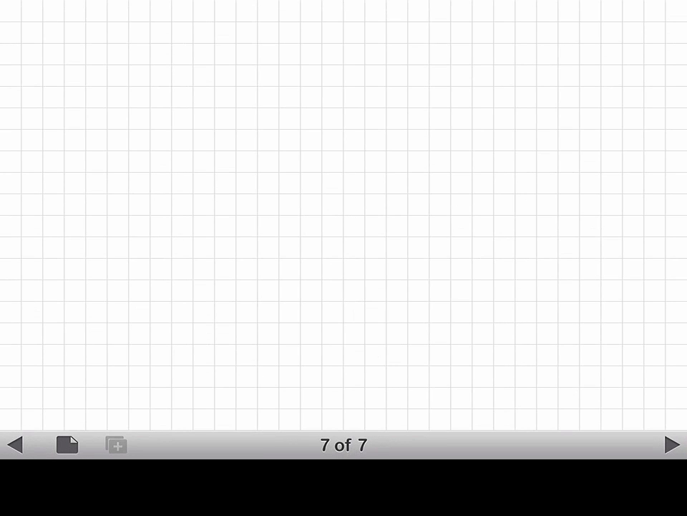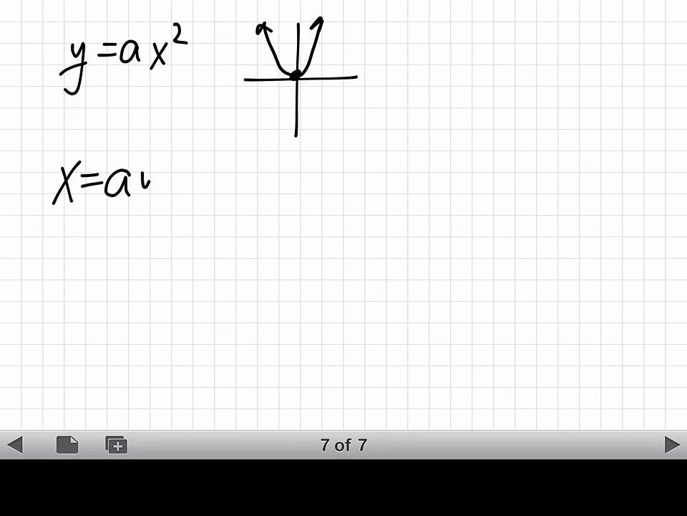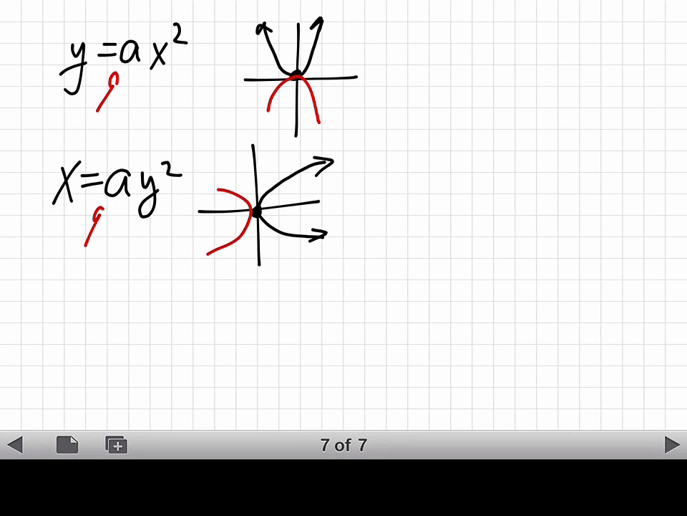It's time to wrap all this up. The equations that we saw are y equals a x squared. That's for a vertically oriented parabola whose vertex is at the origin. And then we saw x is equal to a y squared, and that would be for a horizontally oriented parabola whose vertex is also at the origin. In both of these cases, if a turned out to be negative, then the parabola would open in the negative direction.